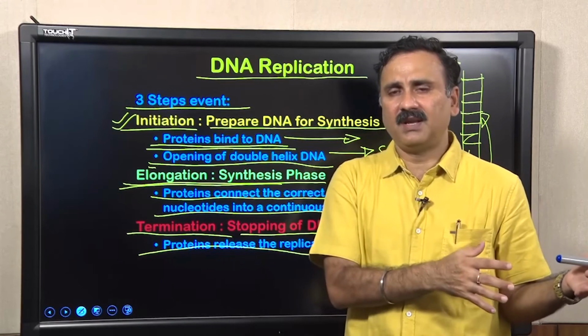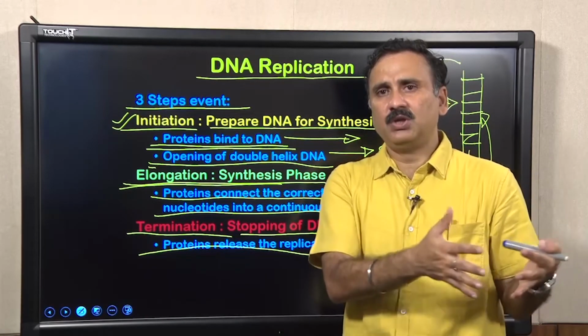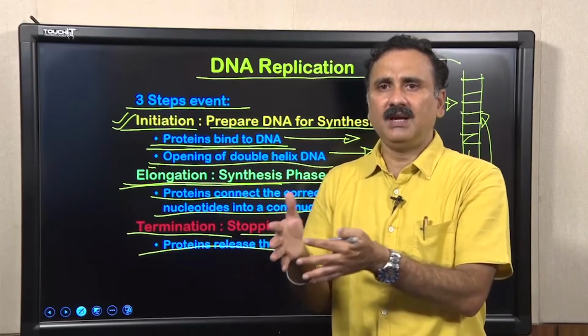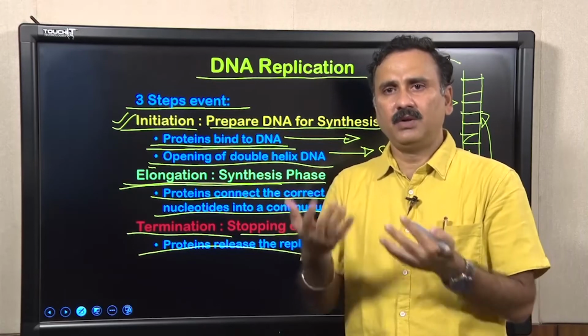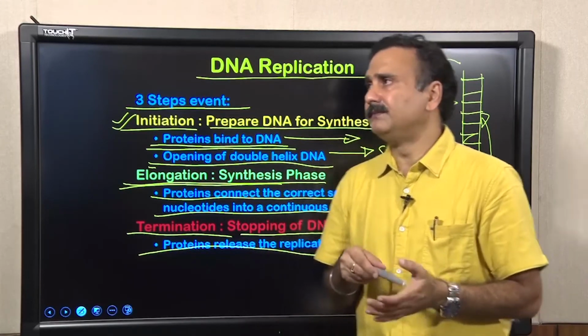Once the DNA synthesis is over, it is going to generate the double stranded DNA, and then the double stranded DNA is going to be coiled and generate the helical structure.